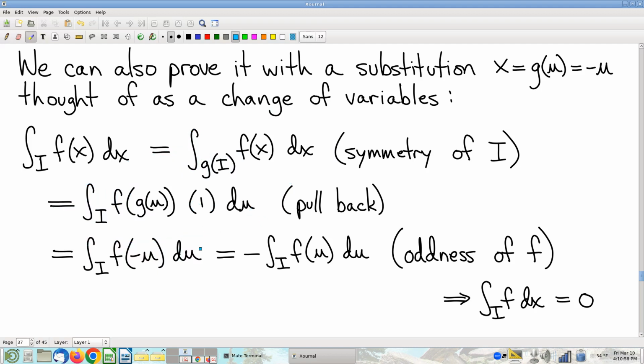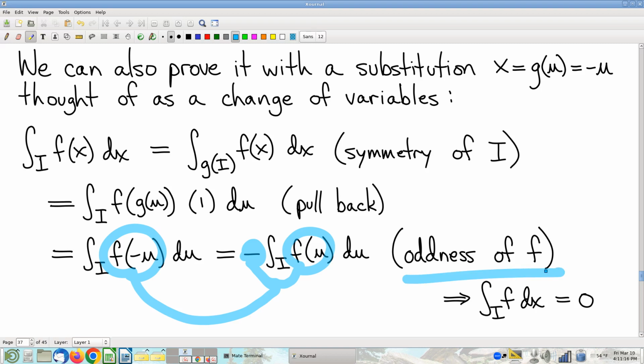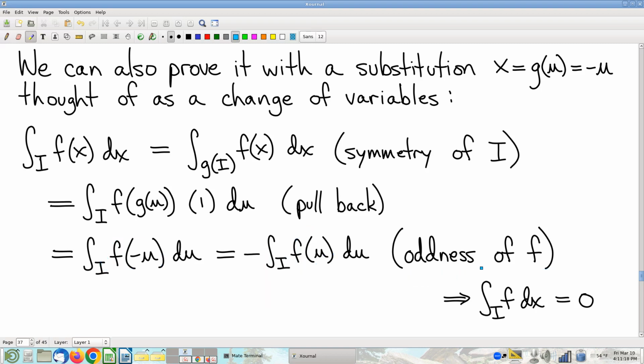And then lastly, plugging in, of course, g of u is negative u. f of negative u is the negative of f of u because of the oddness of f. And lo and behold, we're actually done, believe it or not. It doesn't look like it, but check it out.